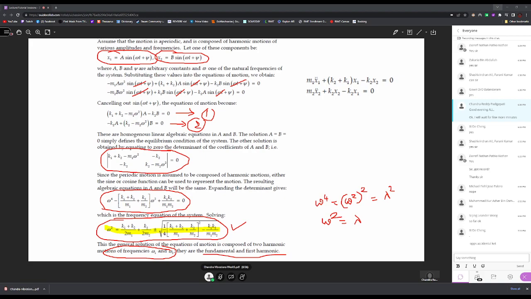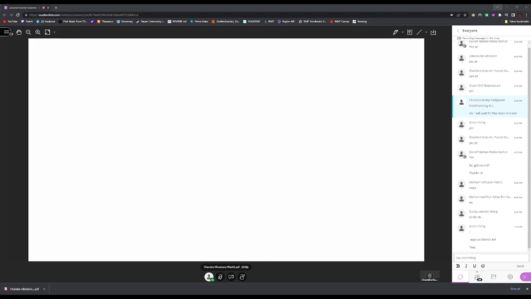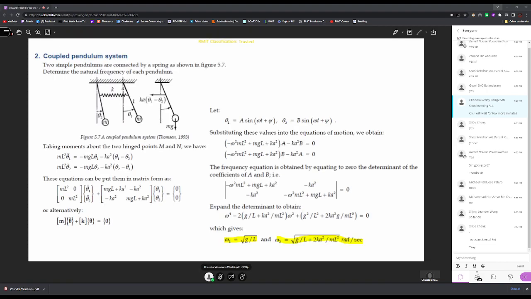All right, so I clear this, then we move on to the next slide. The next slide is deriving the equation of motion for another 2-degree freedom system.